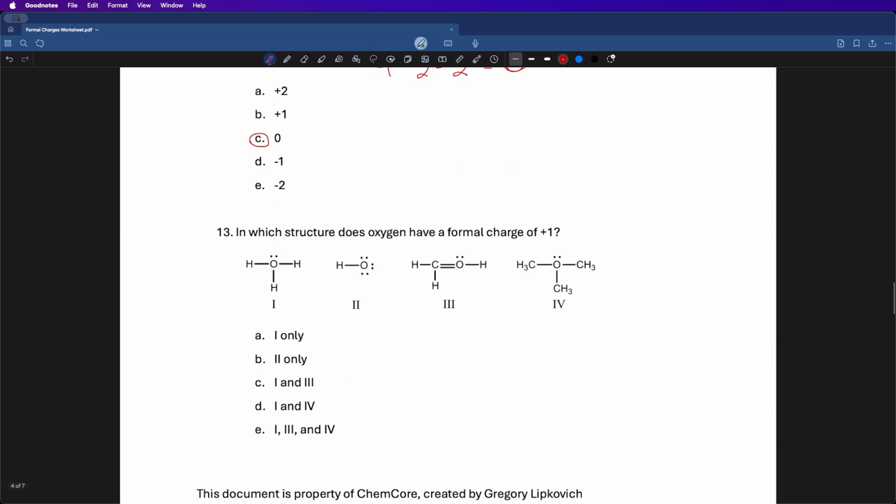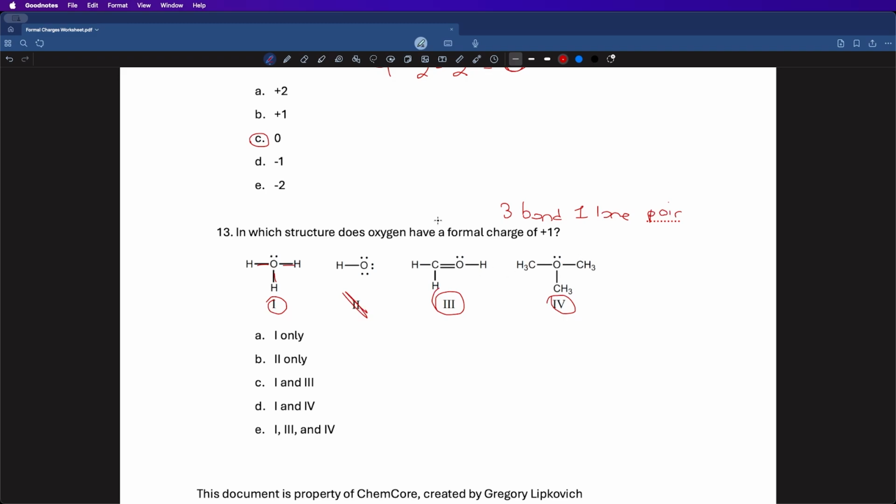In which structure does oxygen have a formal charge of +1? The easy way we can remember this is, well, oxygen should have 3 bonds and 1 lone pair to generate a formal charge of +1. And so let's try to look for all of the molecules in which oxygen has 3 bonds and 1 lone pair. I see one here, right? We have 3 bonds and just 1 lone pair. In this one, it does not, right? It only has 1 bond. In number 3, it again has 3 bonds and 1 lone pair. And again, in number 4, it also has 3 bonds and 1 lone pair.